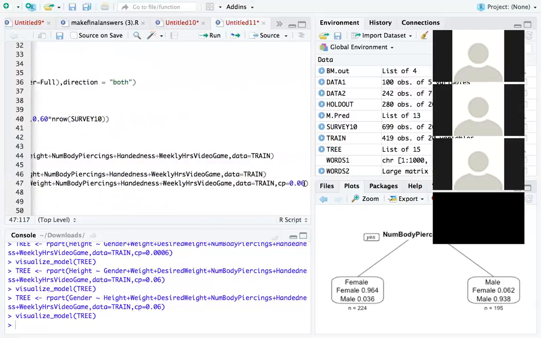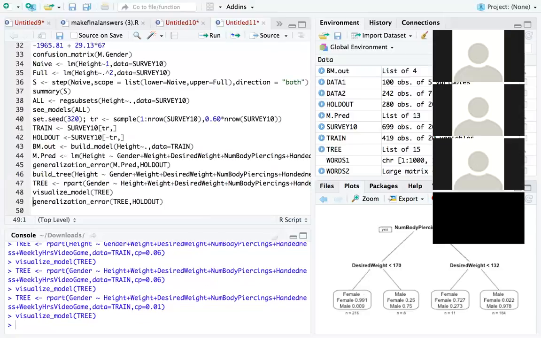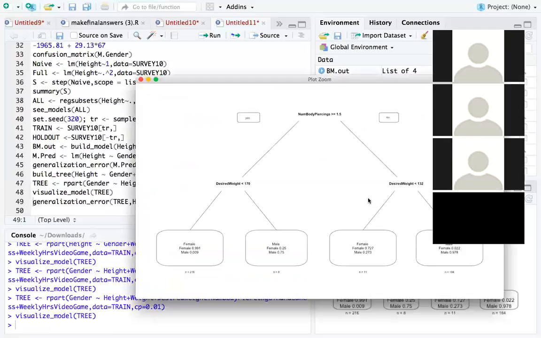We can see if we can make a little bit bigger of a tree. Let's go ahead and put that to that and see what we get. Now it's doing it by desired weight, which makes perfect sense. You'd ask someone their body piercings, and you say, how much do you want to weigh? And which of these leaves 1, 2, 3, or 4 is doing the best?